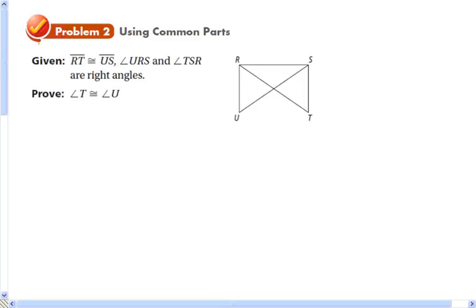All right, problem 2, using common parts. So we're going to try and prove that angle T is congruent to angle U. And sometimes there's some parts on the triangle that are common to both, and if that's true, we can use the reflexive property to help us prove it. So we're going to start with the givens. RT is congruent to US.